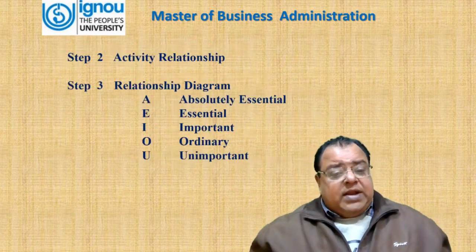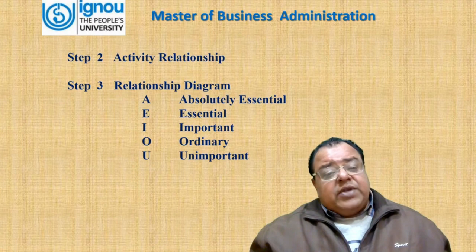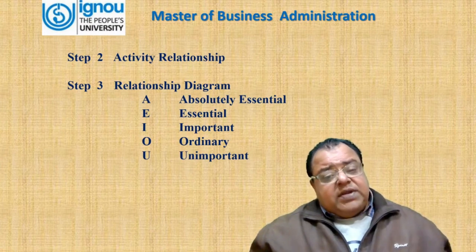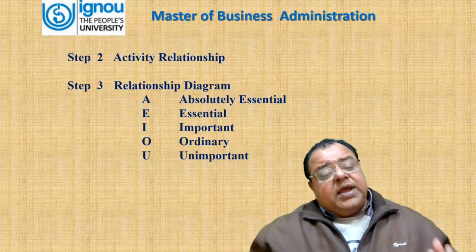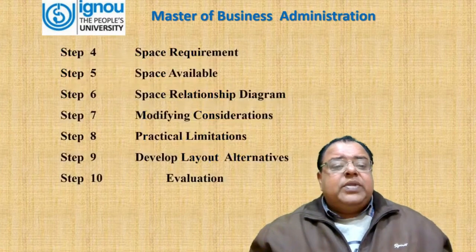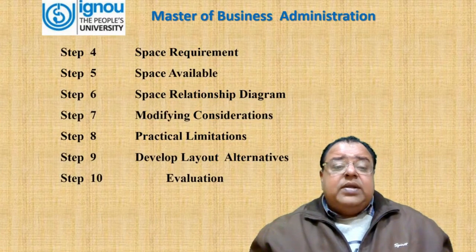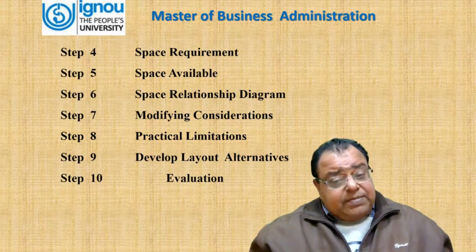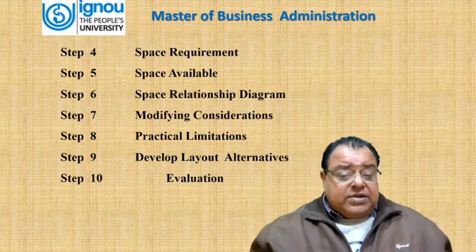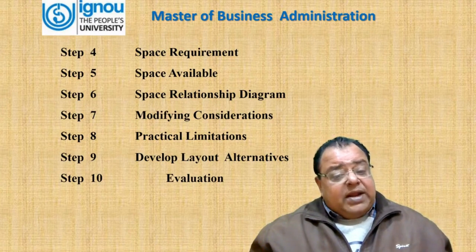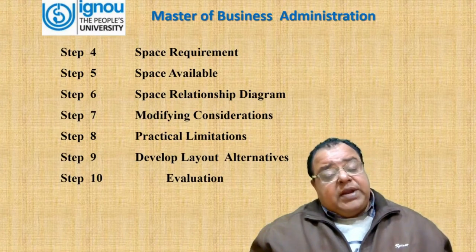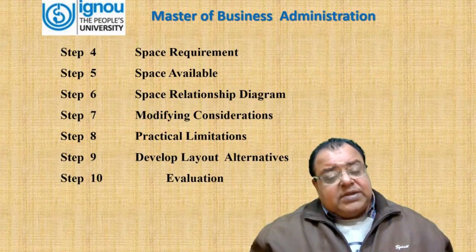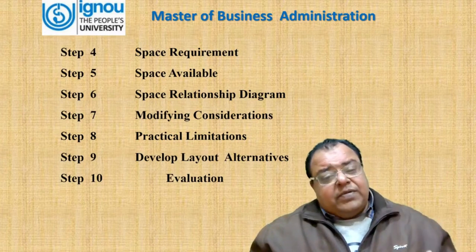Step 2 is activity relationship. Step 3 is relationship diagram, which depicts five things: absolutely essential, essential, important, ordinary, and unimportant. Step 4 is space requirement. 5. Space available. 6. Space relationship diagram. 7. Modifying considerations. 8. Practical limitations. 9. Develop layout alternatives. And step 10 is evaluation of what we have found.